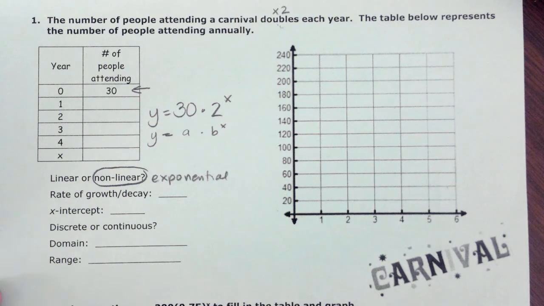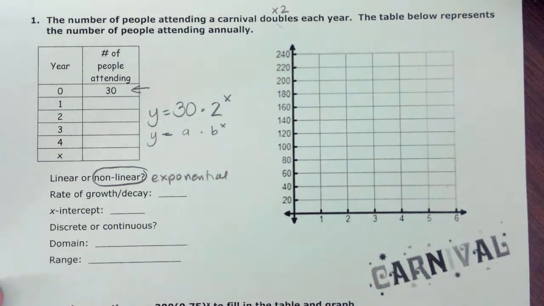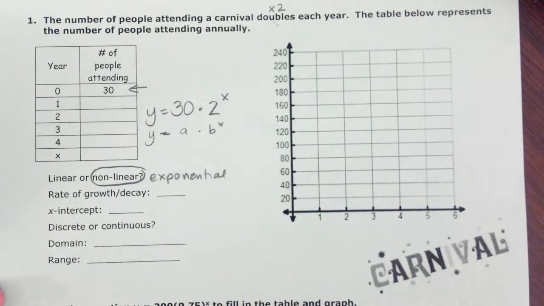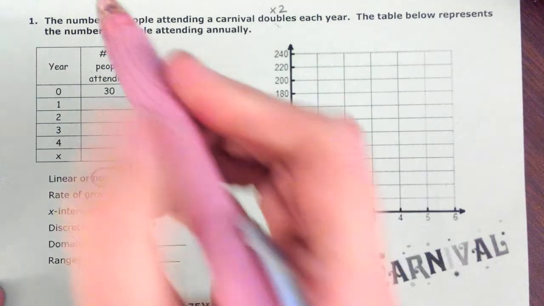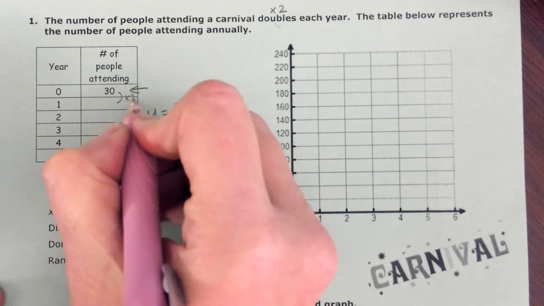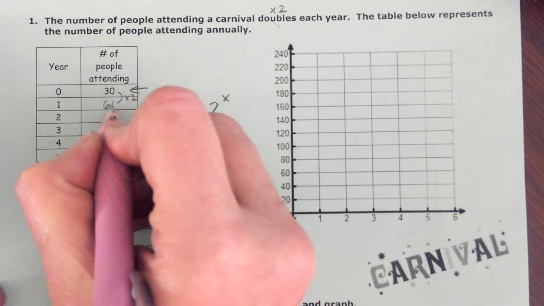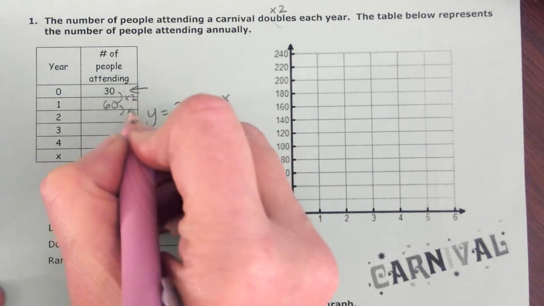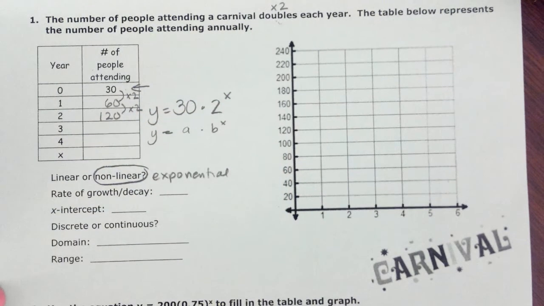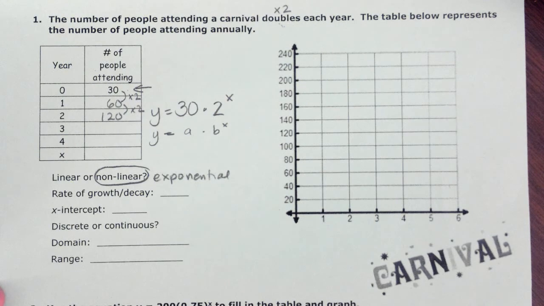Okay, so let's think about how we could build our table. Remember over here on our notes, we talked about how with exponential functions we build our table out by multiplying. If at year 0 there were 30 people attending, and it doubled, how many do I have now? Well, I should have 60. If I double that, I should have 120. I want you to keep that table going and tell me how many people I will have after 4 years.